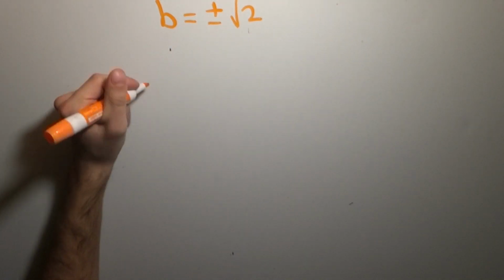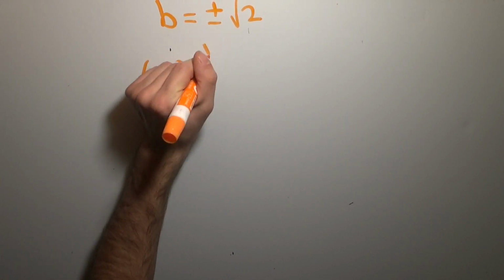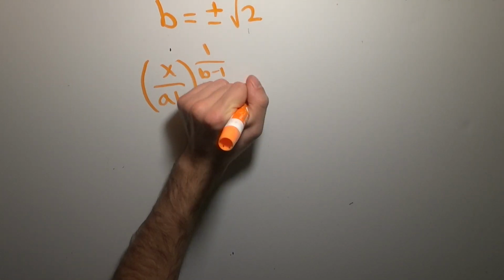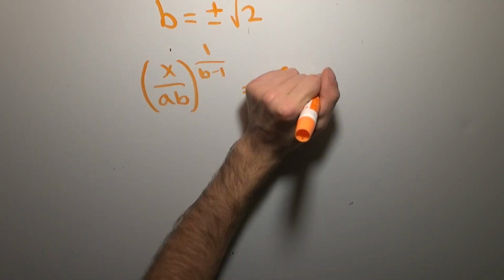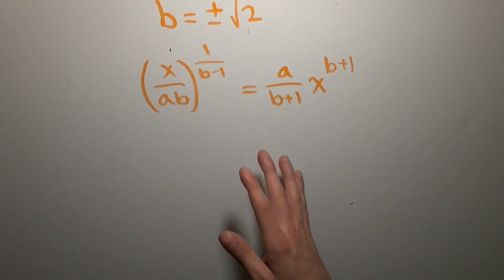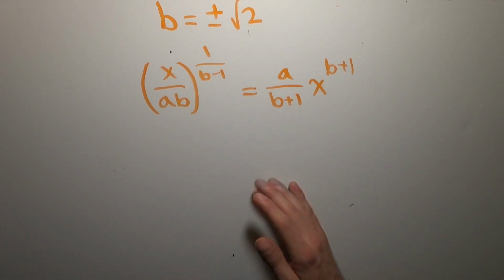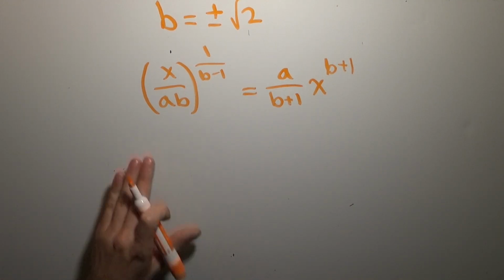So we know that b is equal to plus or minus the square root of 2, and we're looking for a and b such that x divided by ab to the power of 1 over b minus 1 is equal to a divided by b plus 1 times x to the power of b plus 1. And of course, we just solved the fact that b is plus or minus the square root of 2. That's the only option, by setting these powers equal to each other. But now we want to set the coefficients equal to each other.